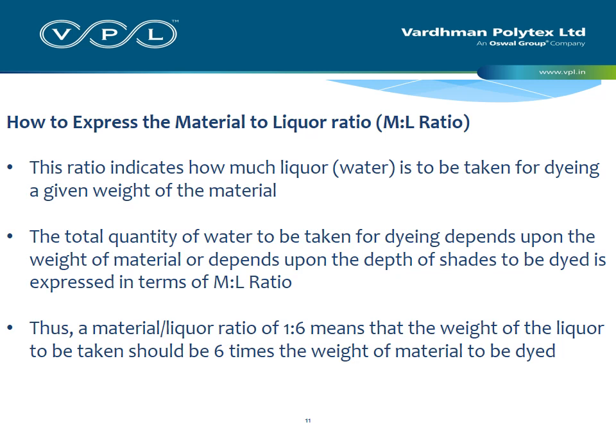A material to liquor ratio of 1 is to 6 means that the weight of the liquor to be taken should be 6 times the weight of the material to be dyed.